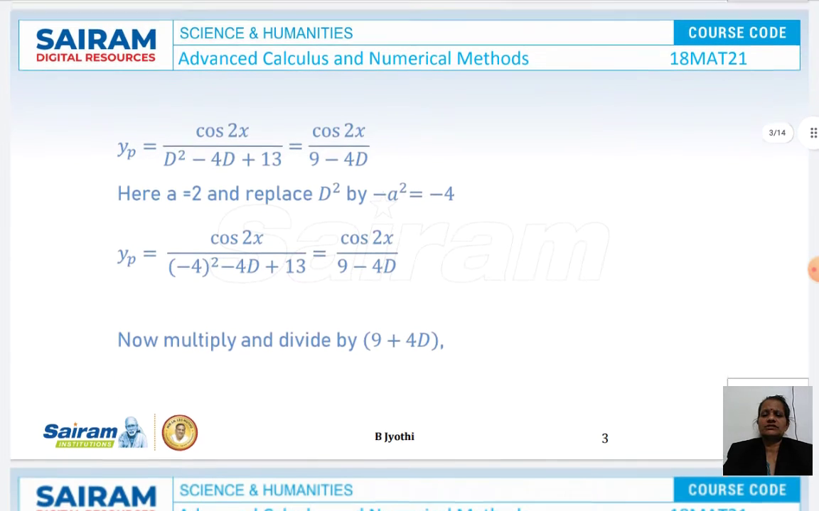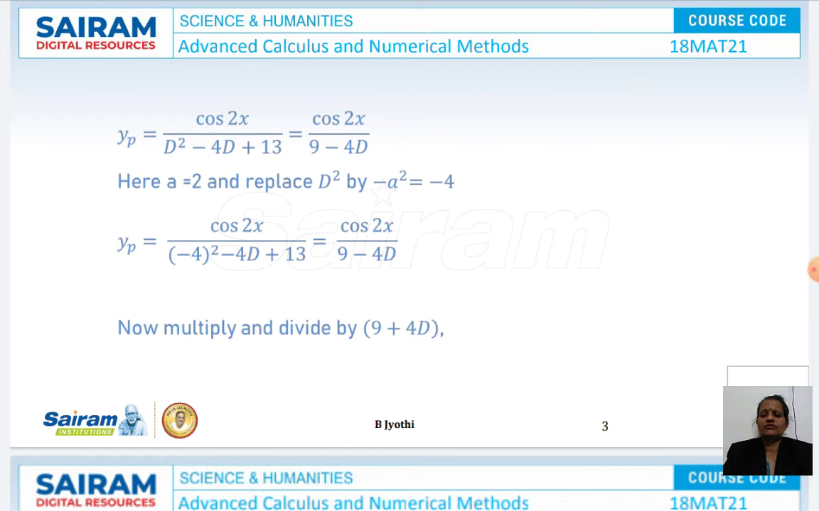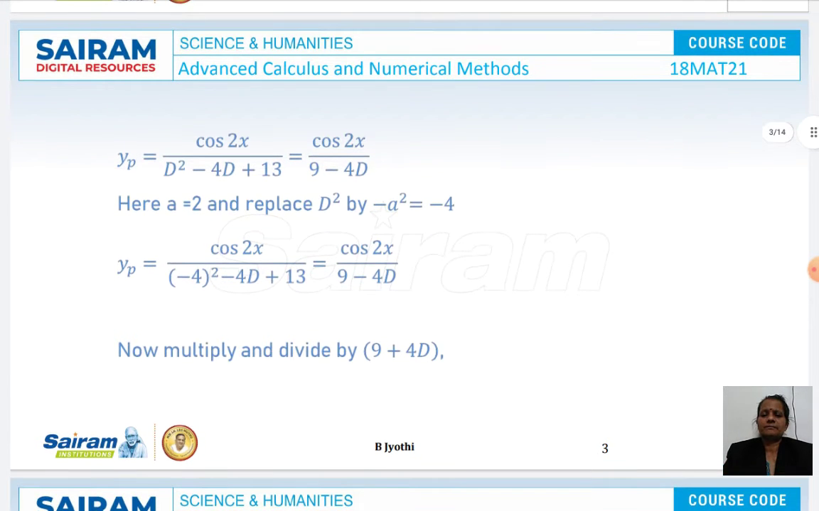Now let us concentrate on yp. So the yp part is given by cos 2x by D square minus 4D plus 13, that gives us cos 2x by 9 minus 4D. Here a is 2 and we replace D square with minus a square, that is minus 4. That gives us cos 2x divided by 9 minus 4D.